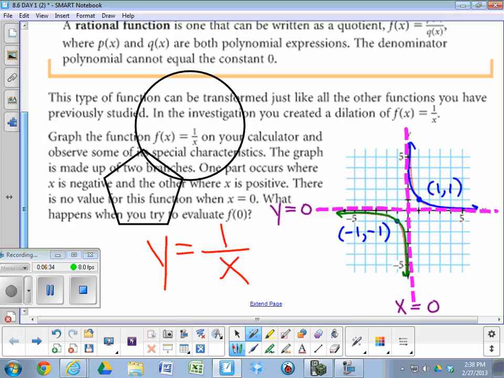Okay? So that's the graph of 1 over x. I hope you like it. And I'm done.